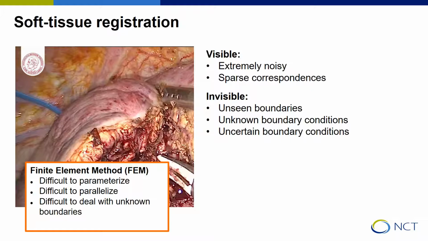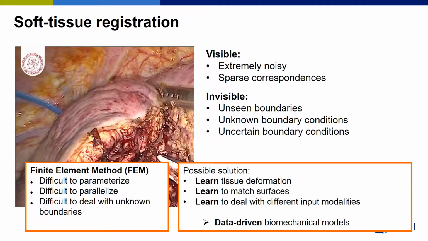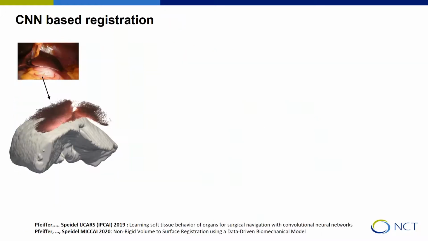So typically, you can use a finite element method, but this is really difficult to parameterize and to parallelize, and it's also difficult to deal with unknown boundaries. So we also have very sparse literature regarding the boundary conditions in that setting. So a possible solution, we thought we can learn the tissue deformation and also learn to match the surfaces so that we get rid of the correspondence problem. And we developed a data-driven biomechanical model.